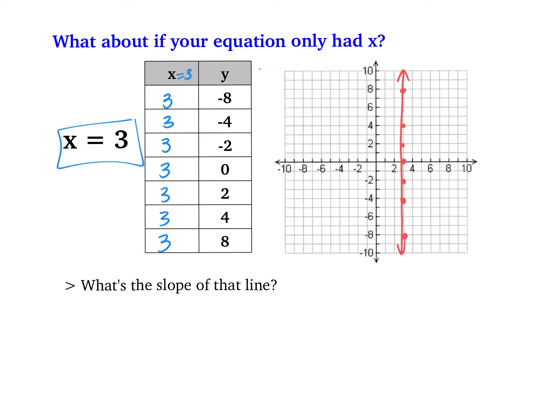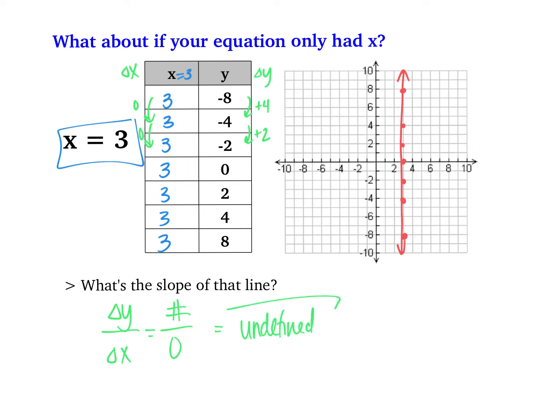If we take a look at the slope, my change in y is increasing by 4 and then by 2, but my x isn't changing at all. So my change in y over change in x would be some number over 0. And we learned that that is undefined. So if you have x equals a number, that's going to be this vertical line that has an undefined slope.